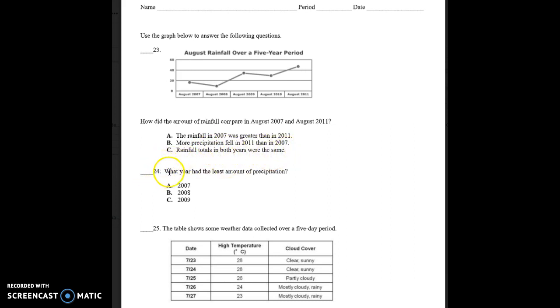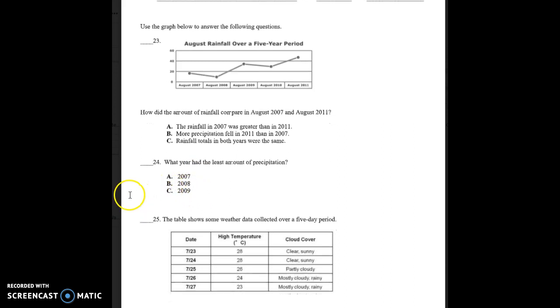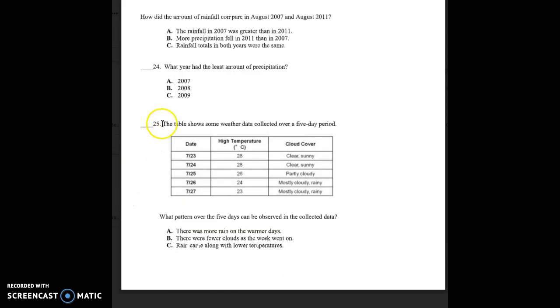Number 24. What year had the least amount of precipitation? A. 2007. B. 2008. C. 2009. Number 25. The table shows some weather data collected over a 5-day period. What pattern over the 5 days can be observed in the collected data? A. There was more rain on the warmer days. B. There were fewer clouds as the week went on. C. Rain came along with lower temperatures.